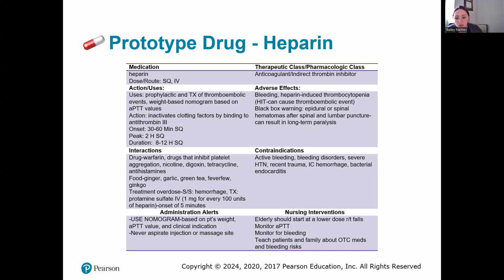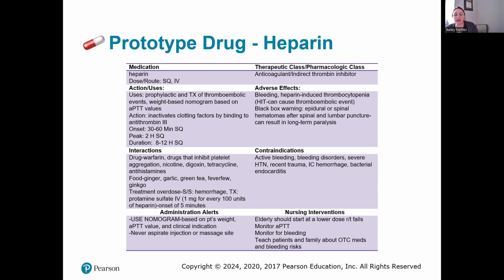So if you are using the nomogram, follow it correctly. And if you don't know how to follow it, you need to ask for help, okay? Never aspirate or massage the site if we give it sub-Q. And it's usually in the abdomen, okay? We don't really give heparin or any blood thinners anywhere else. They go in the lower abdomen.